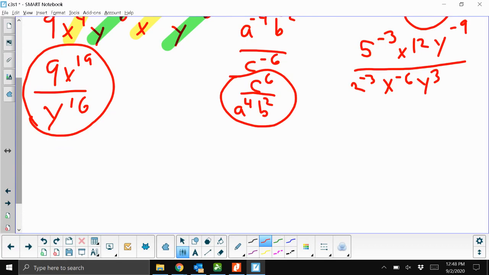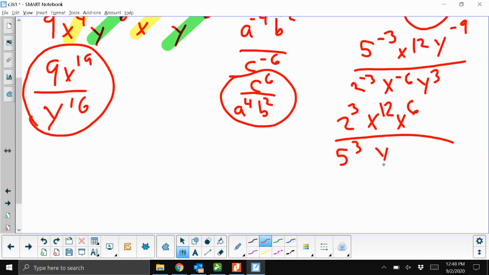So now, I'm going to go ahead and get rid of all my negative exponents. So I'm just going to move things around. So 5 to the 3rd is definitely moving to the bottom. 2 to the negative 3 has to come up to the top. The x to the 12th can stay here. Then the x to the negative 6 that's on the bottom needs to get moved up. And then we need to make that y to the negative 9. Oops, that should be a negative at the bottom. And y cubed. So now, again, we just moved.